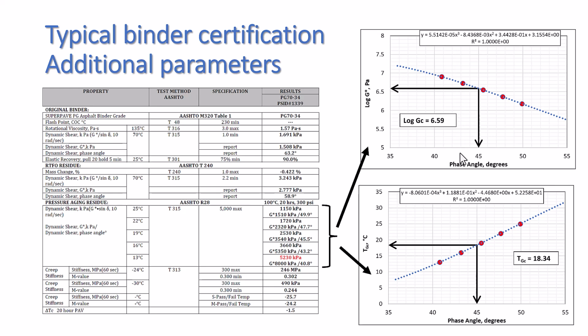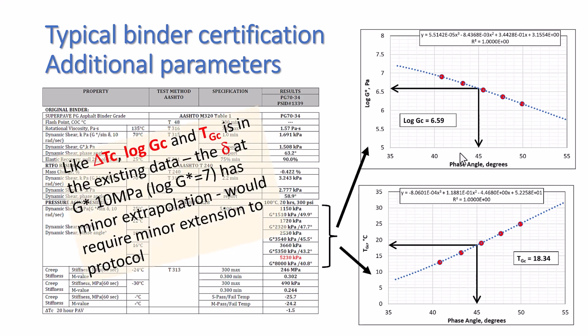So if I take the parameters that we're concerned about, like delta Tc, the crossover modulus, the temperature of the crossover modulus, the phase angle at 10 megapascals. In this case, the phase angle at 10 megapascals would require just a minor extrapolation. We'd have to do one more data point down here just to get it. That's 10 megapascals right there.